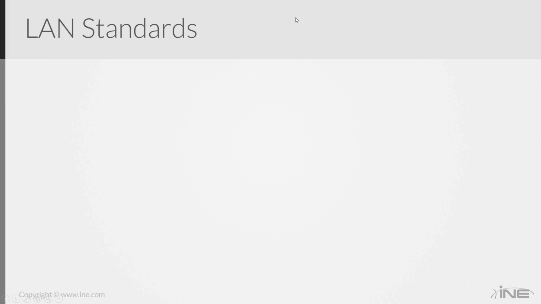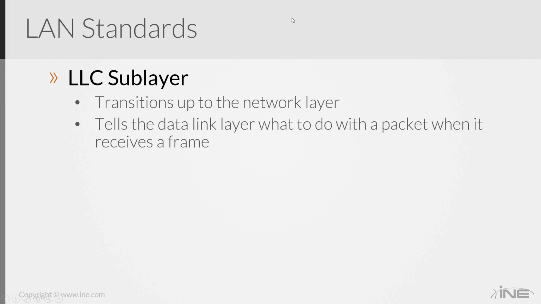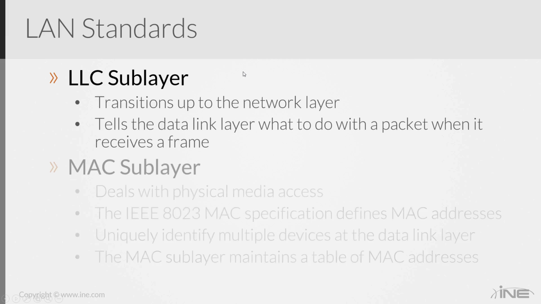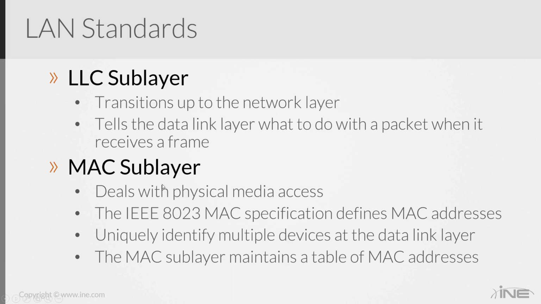Now, some of the LAN standards that are out there: you have LLC, which is the Logical Link Controller. This transitions up to the network layer. It tells the data link layer what to do with the packet when it receives a frame. That is the first one, the bottom half, and that's why I put LLC logically on top of the MAC. The MAC is what connects to the physical media and brings it in. So there are 2 different layers to the MAC, the layer 2.